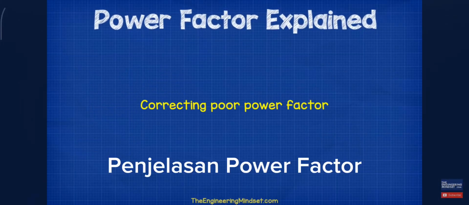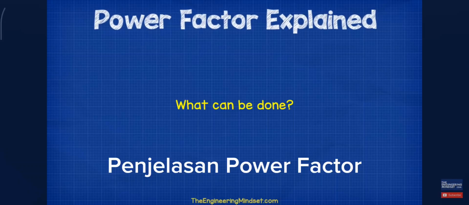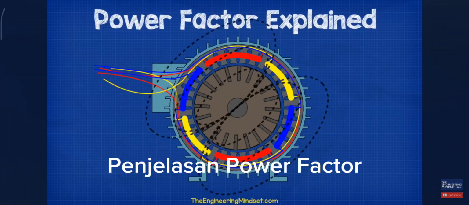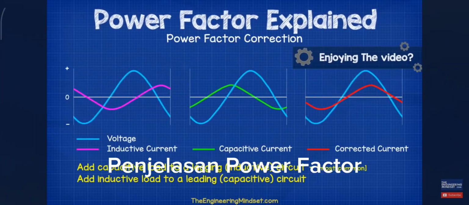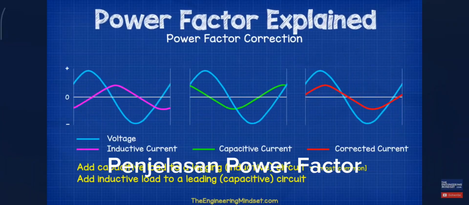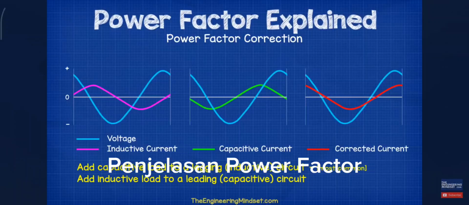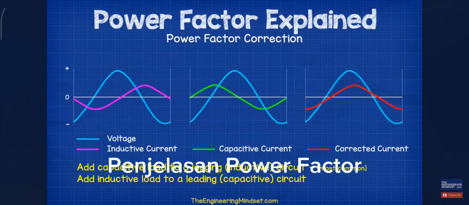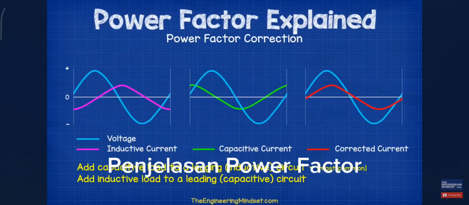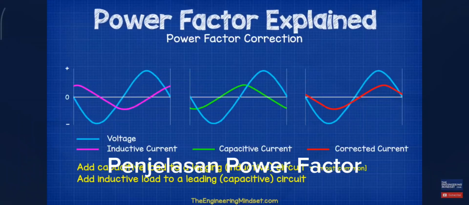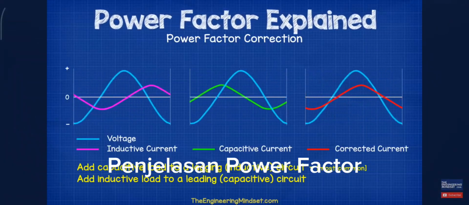Correcting poor power factor. What can we do to correct poor power factor and reactive power charges? In most cases, we come across lagging power factor caused by inductive loads. To correct poor power factor, we can add capacitors or inductors to the circuit, which will realign the current back into phase and bring the power factor closer to 1. If we have a lagging power factor caused by high inductive loads in the circuit, then we add capacitors. If we have a leading power factor caused by high capacitive loads, then we add an inductive load to the circuit. These need to be calculated, and we'll see some example calculations of this at the end of the video.